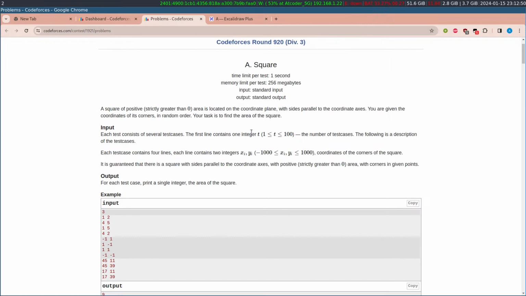So in this problem, we are given the 4 points of a square and we are asked to find the area of the square. Since it's a square, we know that the length is equal to the breadth, and the area is the side squared. So what we can do is find the minimum x coordinate and the maximum x coordinate, and take the square of that difference. And that should give us a solution.